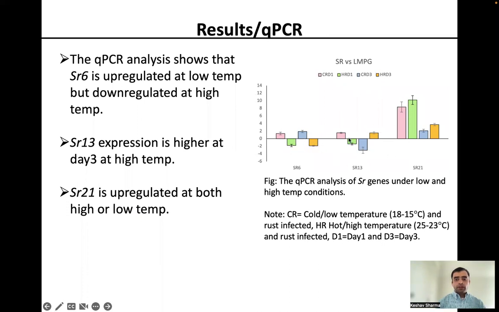For Sr13, it is upregulated at cold temperature at day 1, but downregulated at day 3, whereas it is downregulated at high temperature at day 1, but upregulated at day 3. However, for Sr21, this gene is expressed all the time in all conditions, either low or high temperature.